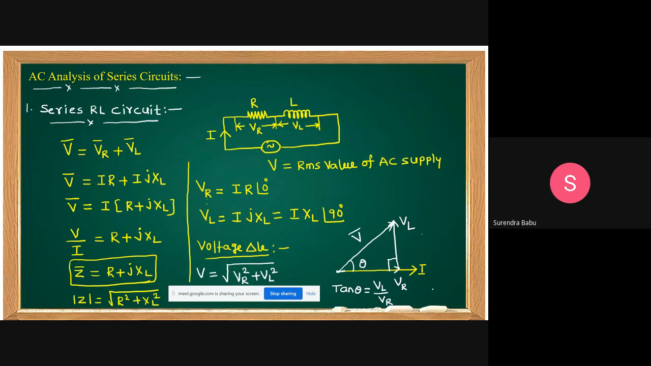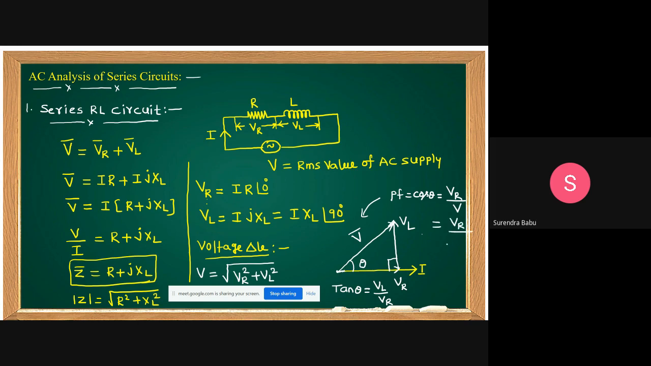That is cos theta. The power factor is cos theta. From this triangle, one more formula I am writing: power factor equal to cos theta. How to write cos theta, students? VR by V. Very important formulas. You also write like this.